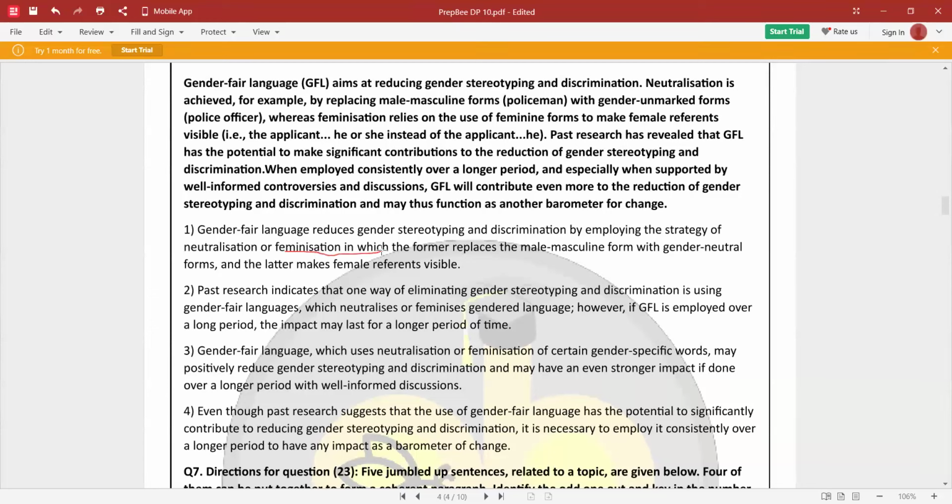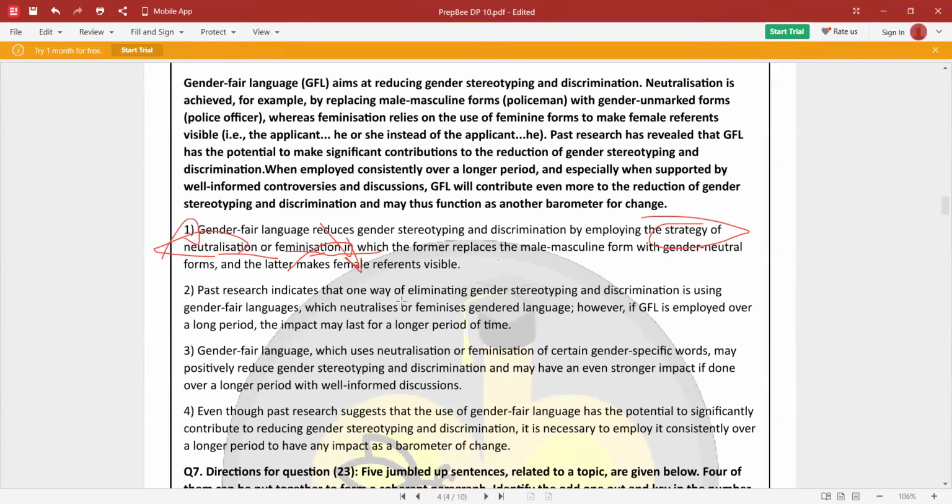or feminization, in which the former replaces the male masculine form with gender neutral forms, and the latter makes female reference visible. This is nowhere given, that it is a strategy of neutralization or feminization. No, this is not the main idea. This is not explicitly given.